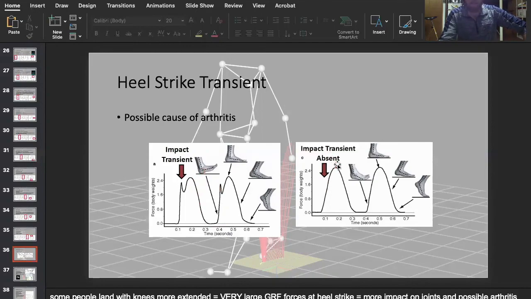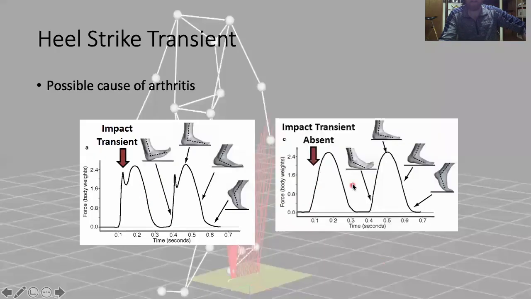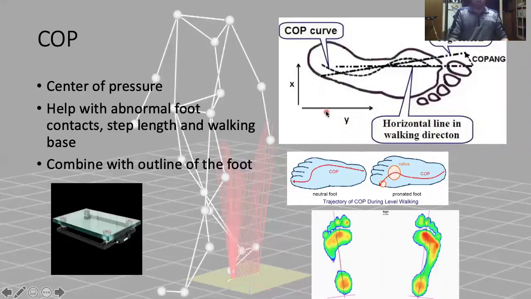Absent impact transient is when someone lands on their foot in a more efficient way, when they can use that natural force absorption mechanism, that spring-loaded mechanism, instead of landing right on the calcaneus of their heel. Now, we talked about using force plates earlier, and this slide talks about center of pressure.